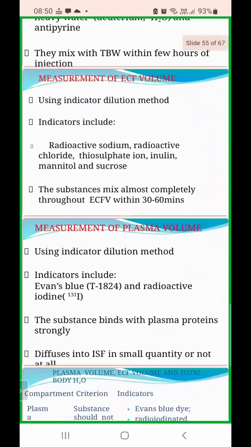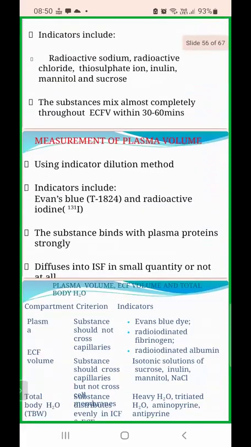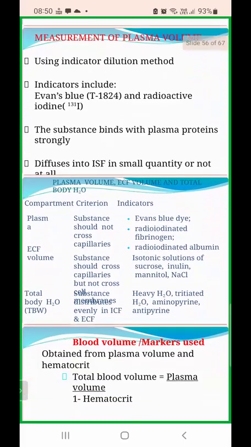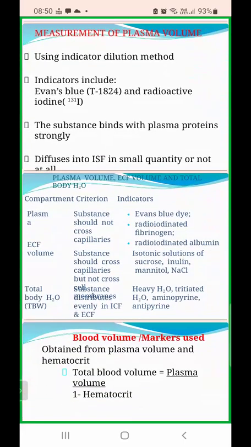Measurement of plasma volume using the indicator dilution method. Indicators include Evans blue and radioactive iodine. The substance binds strongly with plasma protein and diffuses into the interstitial fluid only in a small quantity, or not at all. So, as you can see, this is a summary of the indicators for the various compartments.